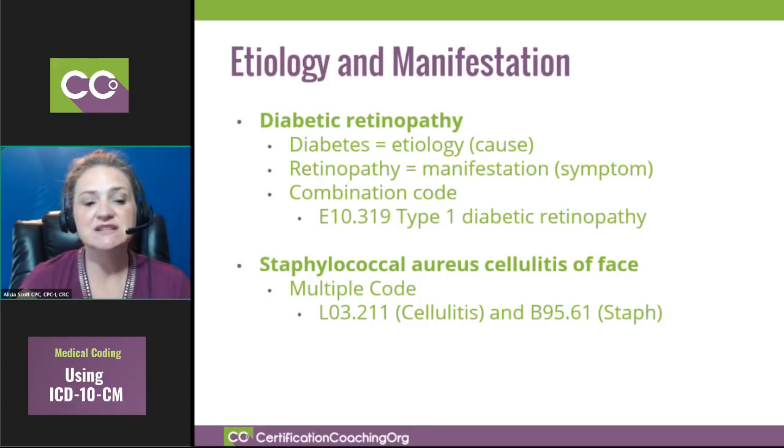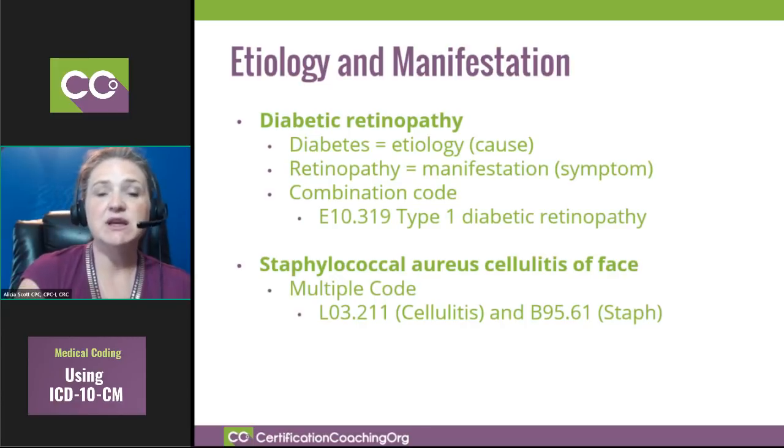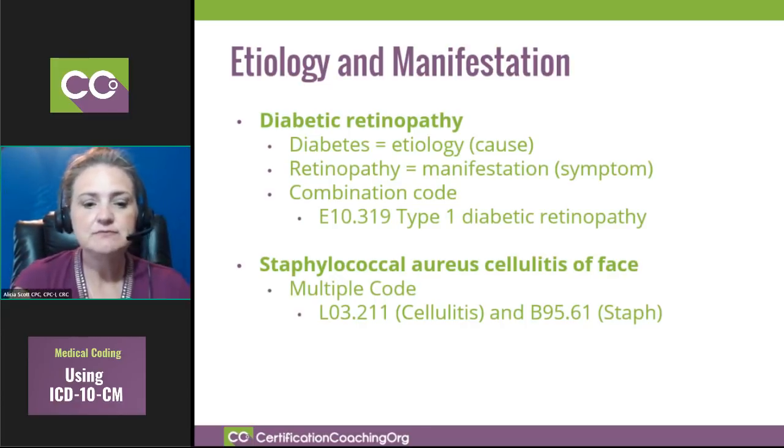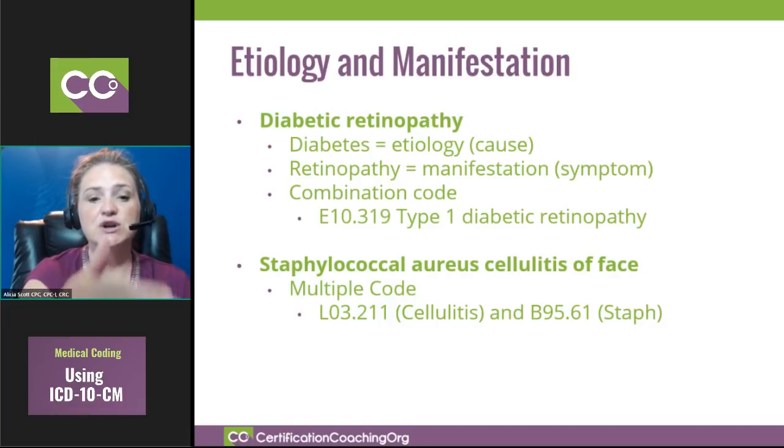B95.61 is the staph infection. There's more than one type of staph infection. That's why you have a longer code. There's staph B or strep B, I can't remember. There's lots of staphs and there's lots of streps. But this is Staphylococcus aureus, and so the code is B95.61. It takes two codes to get the etiology and the manifestation for this particular diagnosis, whereas with the diabetic retinopathy, it just so happens that it's conveniently all summed up in one code.